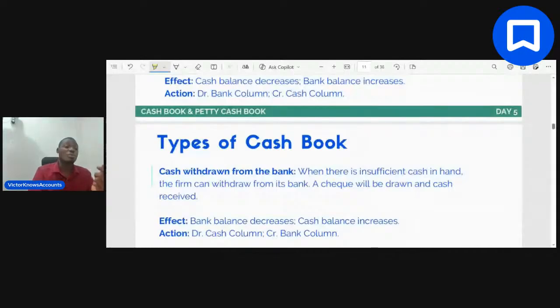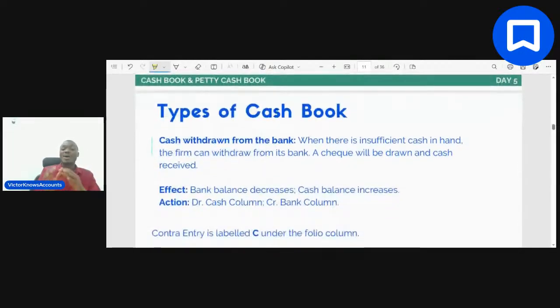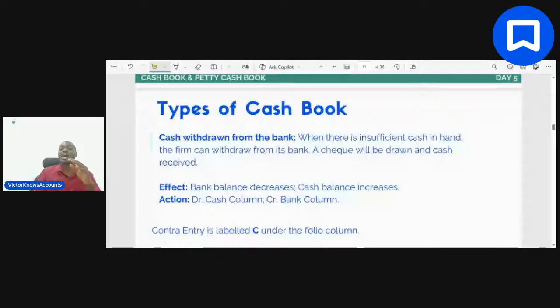Of course, it also depends on the type of account that you run, whether it's a savings account or a current account or a fixed deposit account, as the case may be. All right. So cash withdrawn from bank just means money is moving from bank to cash. Now, the effect of that transaction is that your bank balance is reducing while your cash balance is increasing.